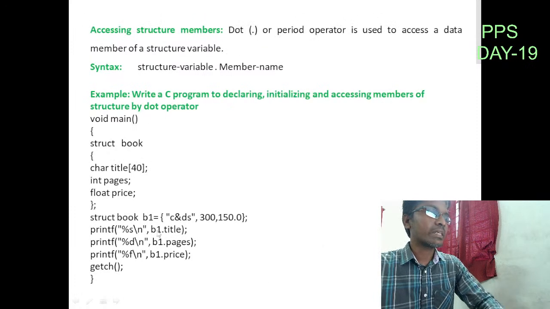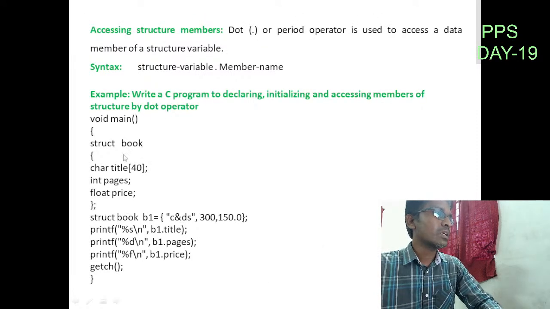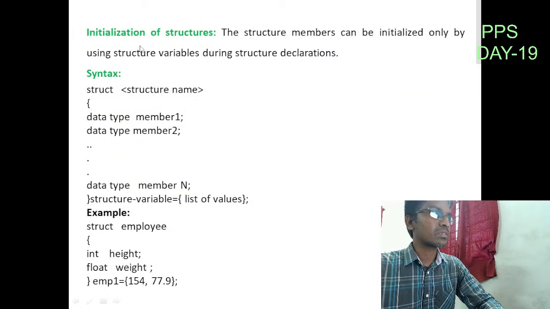So I said that in a previous example, if you want to initialize the structure members, then you have to use struct followed by the structure name, followed by the structure variable is equal to a list of values. So with the help of a structure variable, you can initialize the structure members. So let us see the initialization of a structure.